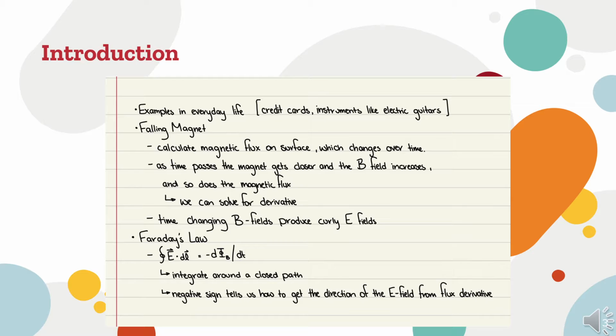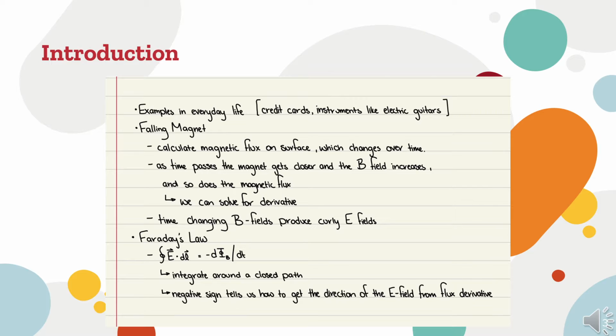The first video introduced Faraday's law, which is responsible for many things in everyday life, including credit cards and electric instruments. Throughout all of these EDX lectures, we used the example of a falling magnet. By calculating the magnetic flux on a surface over time, we found that as time passes, the magnet gets closer and the B field increases, which increases the magnetic flux.